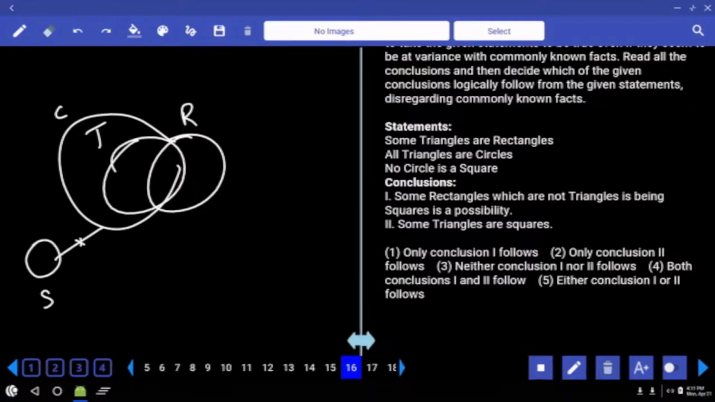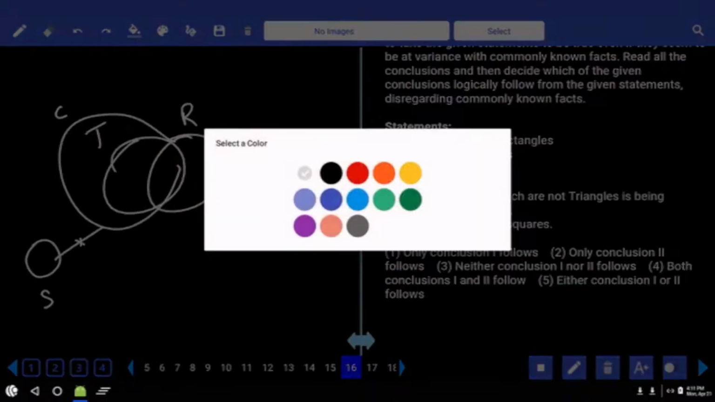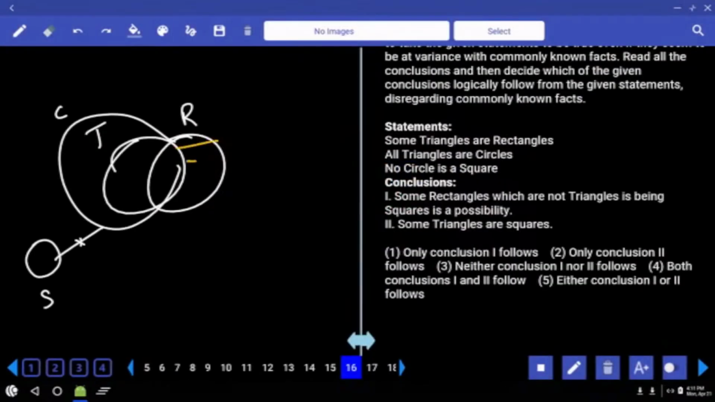Some rectangles which are not triangles. Now here he is talking about which part of the rectangle? This part of the rectangle. Clear? These are the rectangles that are not a part of the triangle, and this entire part is a part of the triangle as well. Now, some rectangles which are not triangles being squares is possible. Now can this rectangle be a part of the square or not? Possible or not possible? Yes, definitely possible.